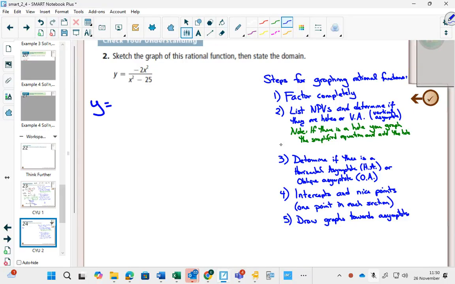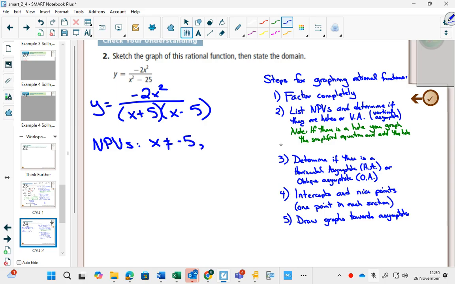Factor first. Can't factor the top, but the bottom factors as a difference of squares, x plus 5, x minus 5. Non-permissible values: x can't equal minus 5, and x can't equal 5. Will those be poles or vertical asymptotes? Do they cancel out? They don't cancel out. Vertical asymptote at x equals negative 5 and x equals positive 5.